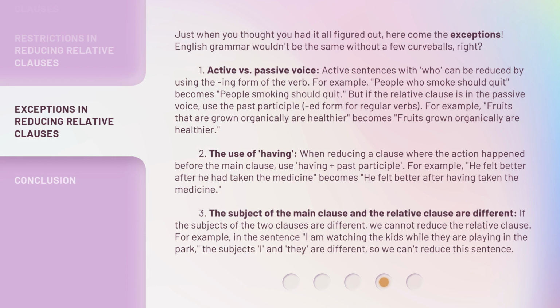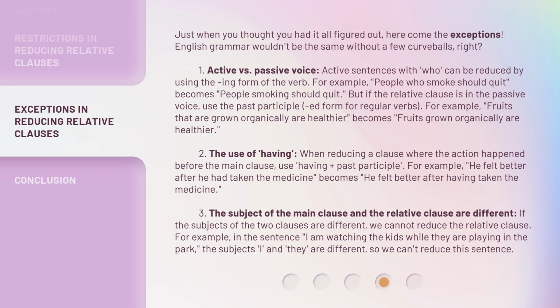Just when you thought you had it all figured out, here come the exceptions. English grammar wouldn't be the same without a few curveballs, right? 1. Active versus passive voice. Active sentences with who can be reduced by using the ing form of the verb. For example, "People who smoke should quit" becomes "People smoking should quit."